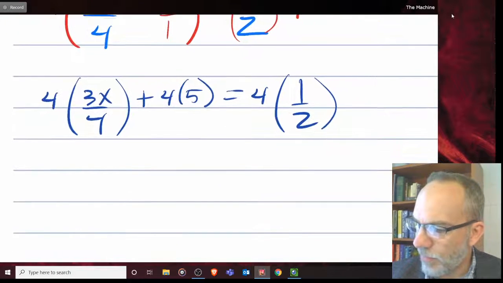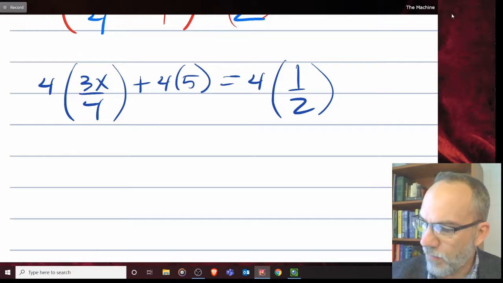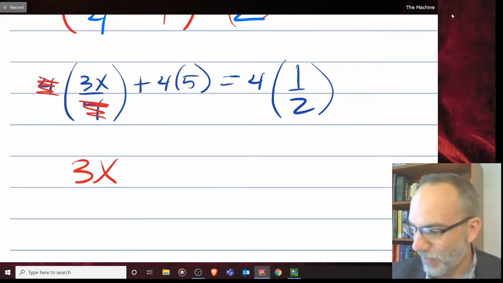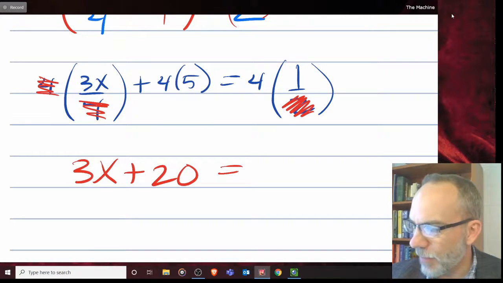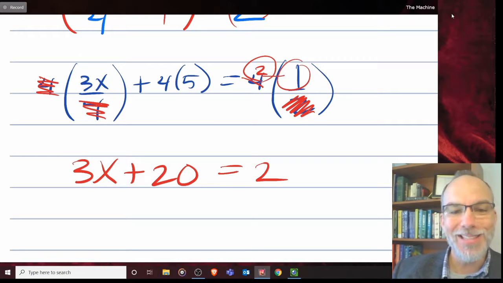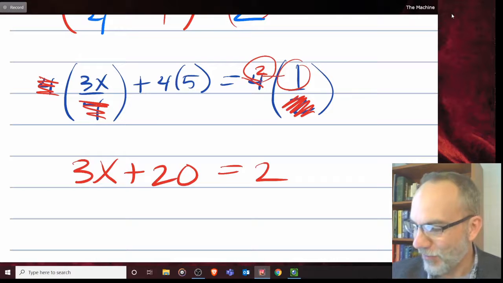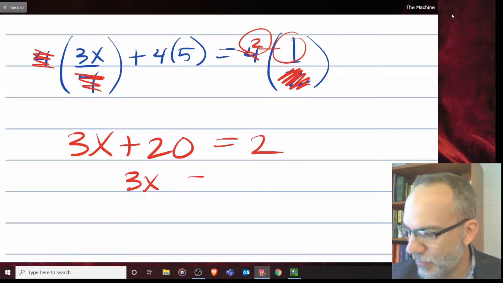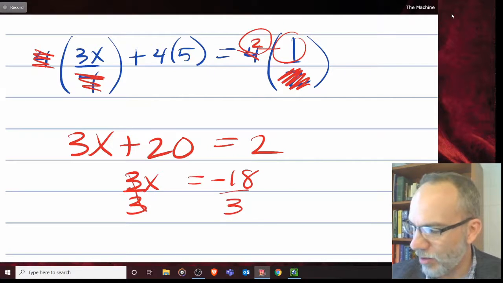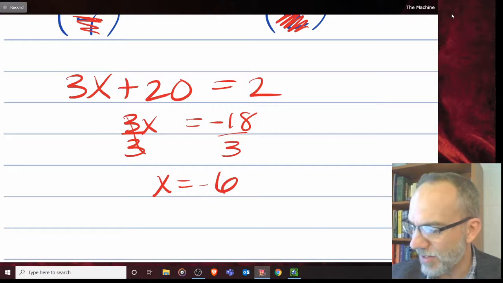Now watch what happens with these denominators. Starting on the left, the 4 here cancels entirely with that 4 there. All I have left is 3x. Nifty, huh? Plus, what's 4 times 5? 20. Equals, now the fraction on the right. This entire denominator cancels out, but leaves me a 2. So I take the 2 times the 1 that's there, 2. And now look at that equation: 3x plus 20 is equal to 2? That's fantastic. Doesn't this become 3x is equal to negative 18 if I subtract 20 from both sides? Then divide by 3, and x is equal to negative 6.